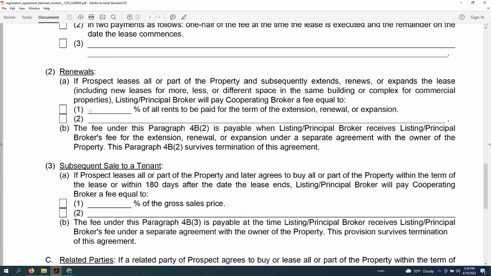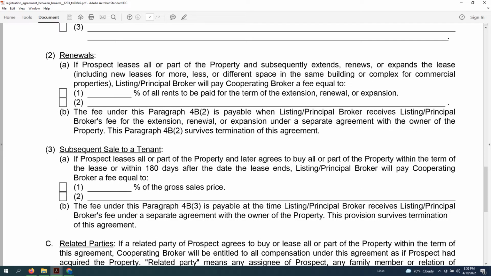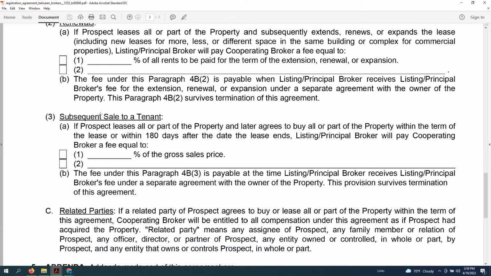You say, okay, well, I put this here, so I'm going to get money on the renewal. Well, not necessarily. The fee under this paragraph is payable when the listing principal broker receives their fees for the extension, renewal, expansion under a separate agreement with the owner. This paragraph survives termination of this agreement. Now, this is telling you if the listing broker doesn't get a fee, you don't get a fee. And so you may put here, I'm going to get some money here at renewal. You think this is going to happen at a renewal, but there's no guarantee, because the guy or gal that listed this thing may not be getting any money on a renewal or any kind of extension or whatever. So you're out. So it's just something to know.